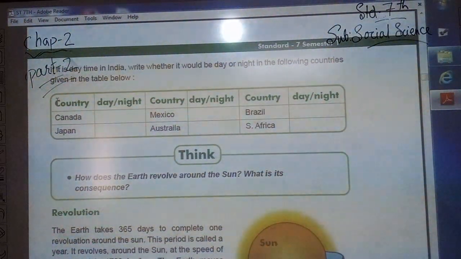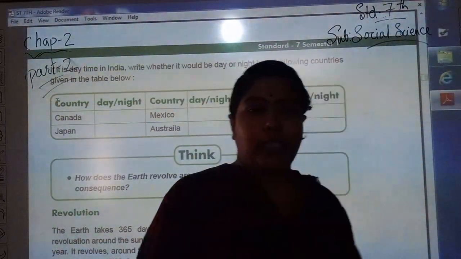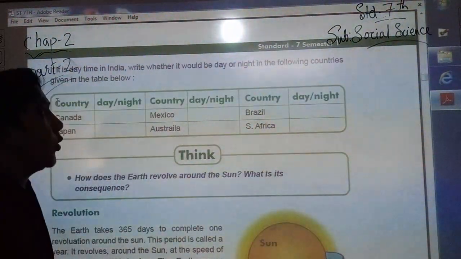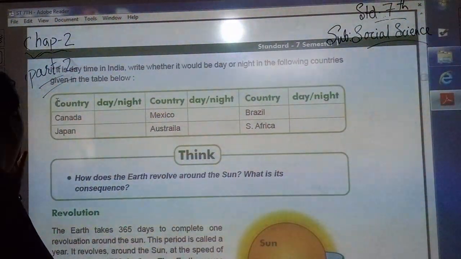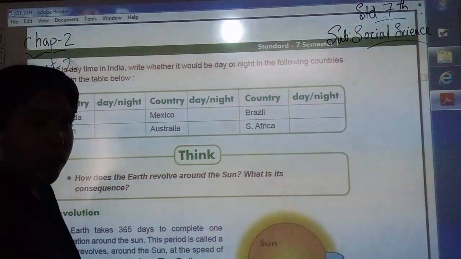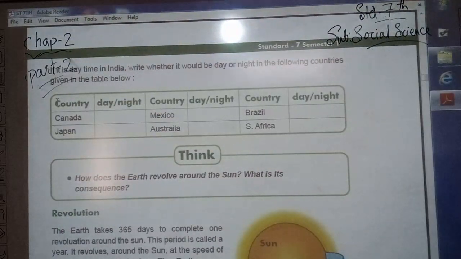For a new part number 2. Naturally, sometimes it happens that we are just starting, so a few seconds will be there. It's okay. Chapter number 7, subject social science. Chapter 2, part 2. We are getting to part 2. A chapter is divided into various parts so that you can understand it easily. Here is part 2.